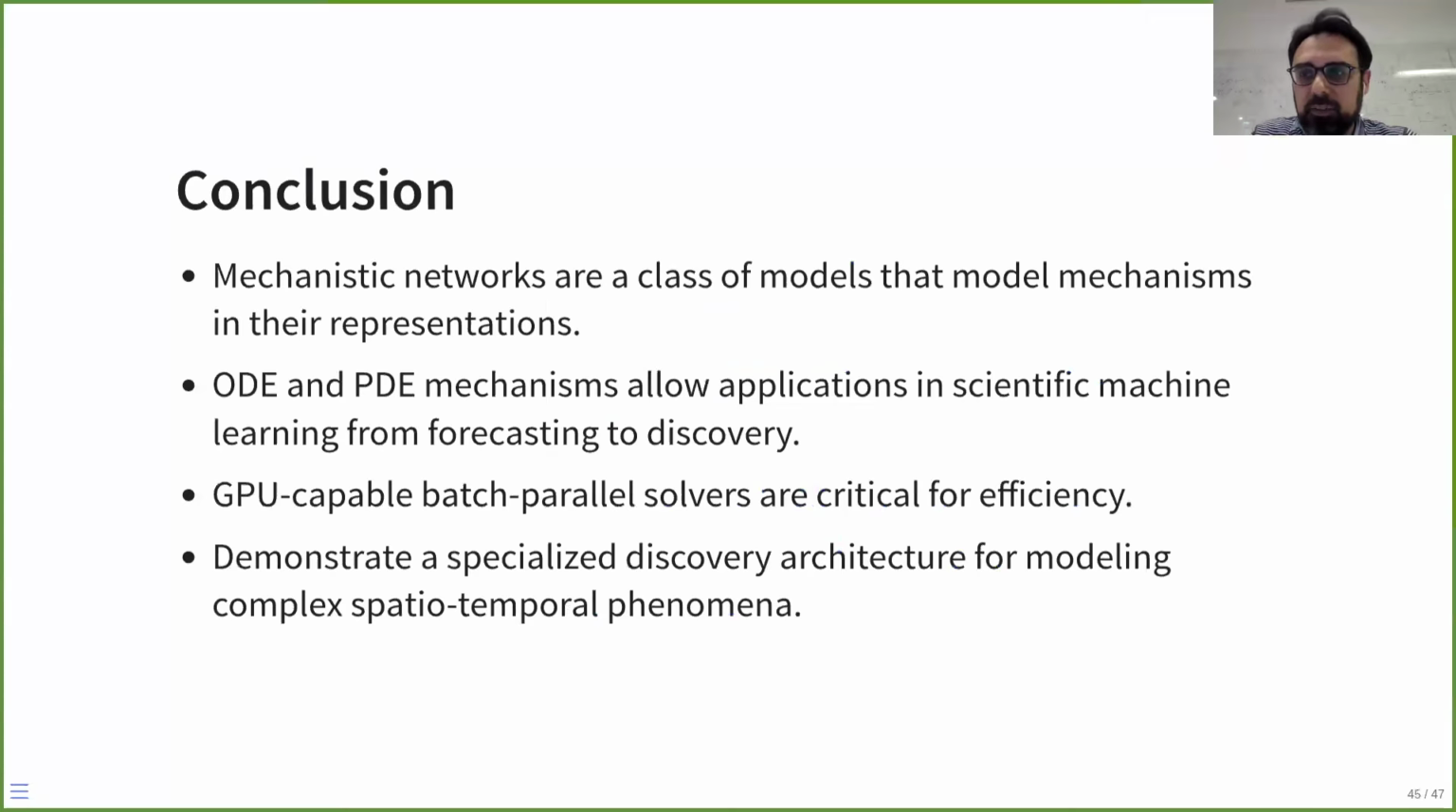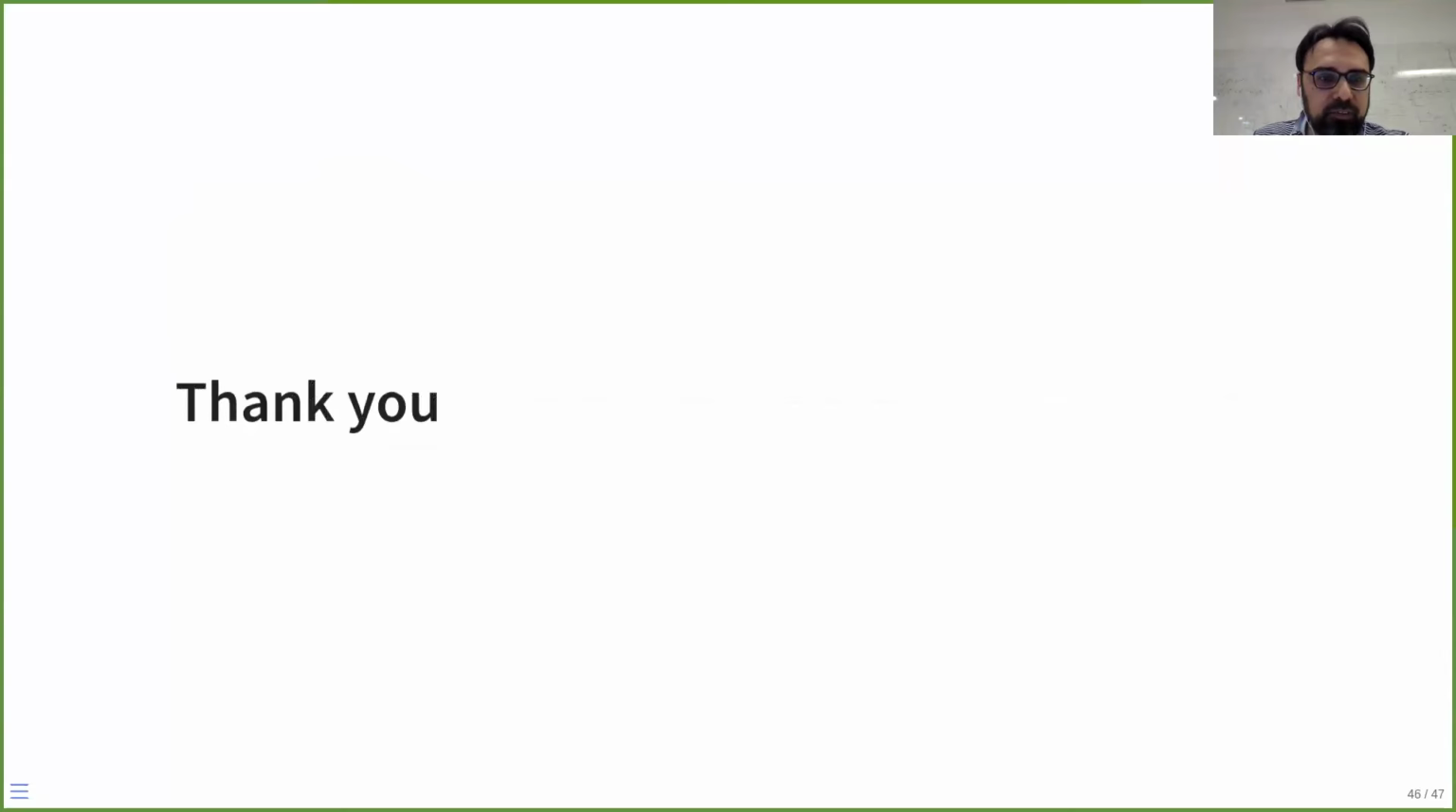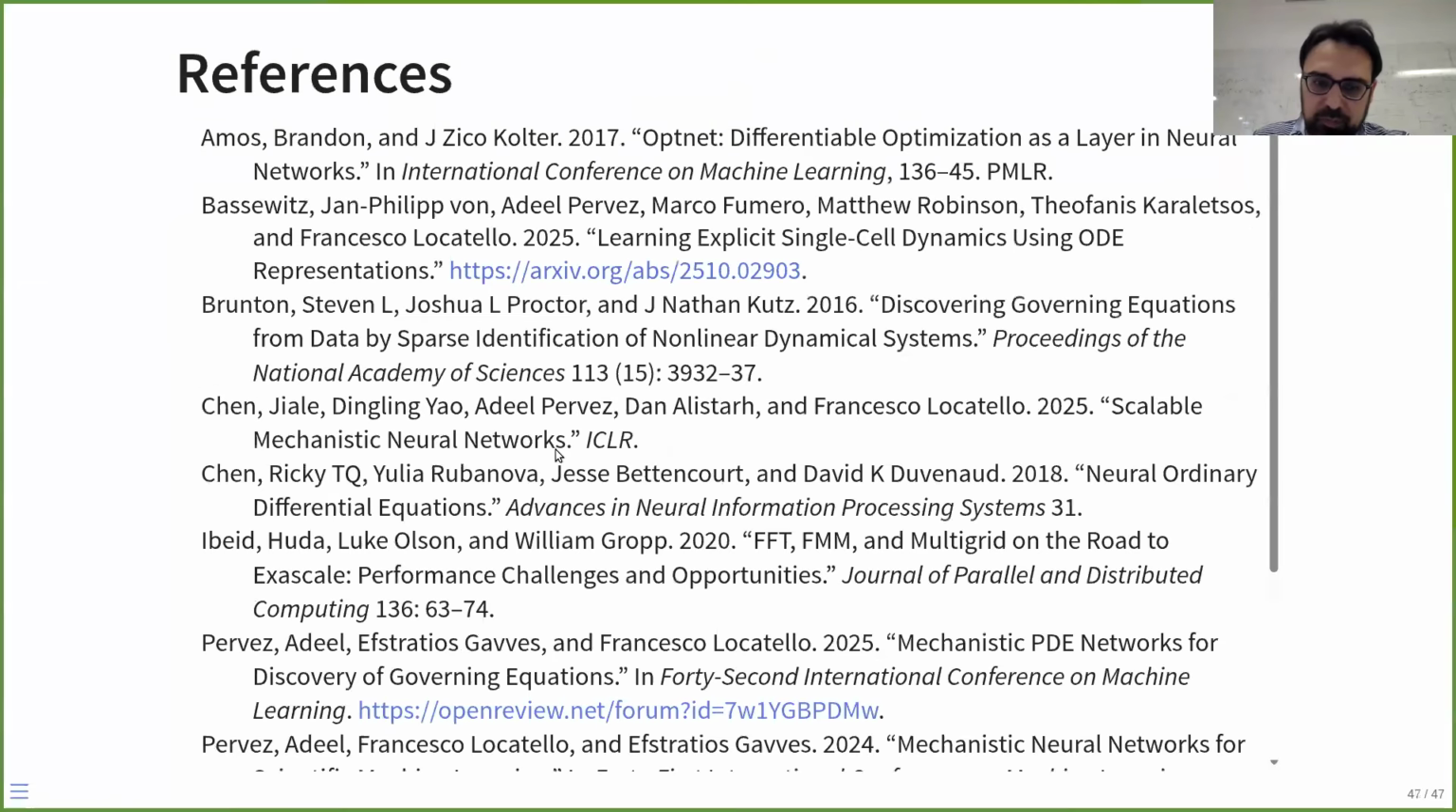Anyway, that's the conclusion. I presented our work on mechanistic networks, which can model mechanisms in their representations, which are differential equations in this case. This allows applications in scientific machine learning, both forecasting and discovery. For this, you need to implement GPU-capable batch parallel solvers, and doing that efficiently is critical. And I also demonstrated a specialized discovery architecture for modeling. That's it. There are some references if you're interested. But thank you.